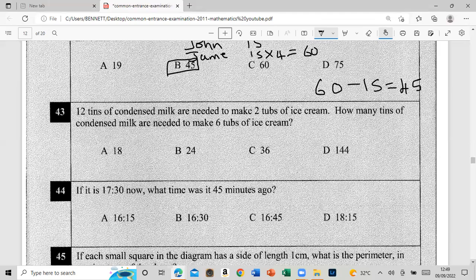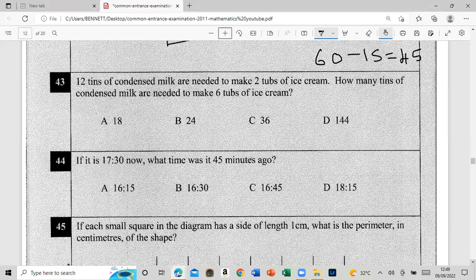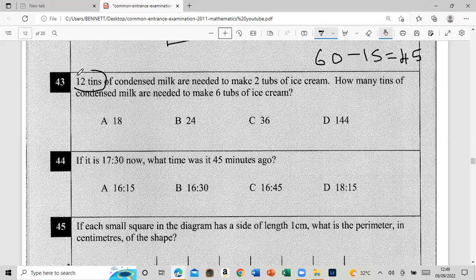All right. 12 tins of condensed milk are needed to make 2 tubs of ice cream. How many tins of condensed milk are needed to make 6 tubs of ice cream? All right, so let us look at it. So 2 tubs is going to take all of 12 tins. So how much should 6 be, right? So basically you could just put them in 2s until you get 6, right? So every 2 tubs is equal to 12.